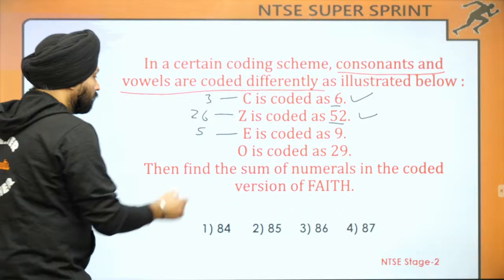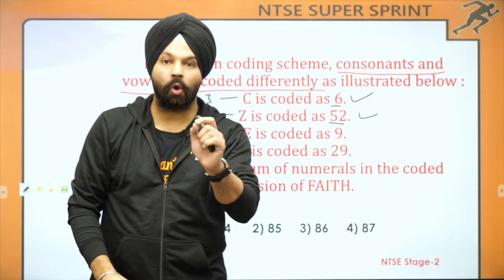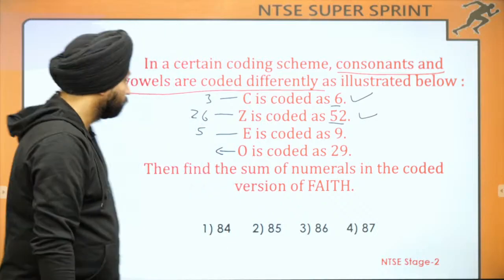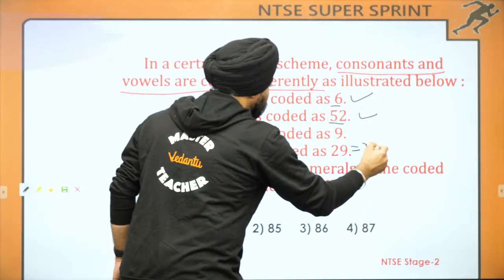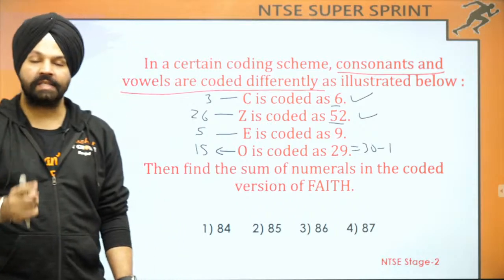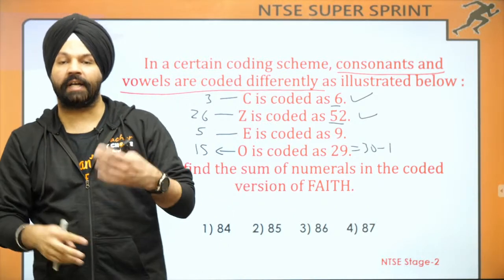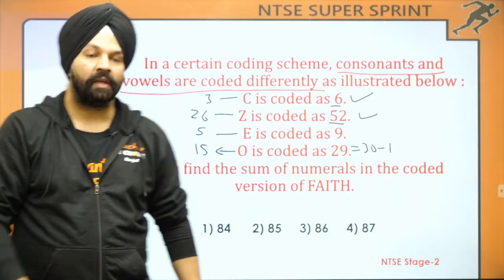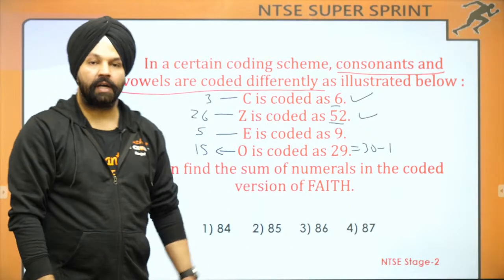Let's verify that. O. What is the code for O? Ejoty. E-J-O-T-Y. What is O? 15. Double is 30, but he is subtracting 1. That means for vowels, he is doubling and subtracting 1. In case of consonants, he is directly doubling. तो भाई question हो गया solve. If that is the case, he says find out the value for the word faith.